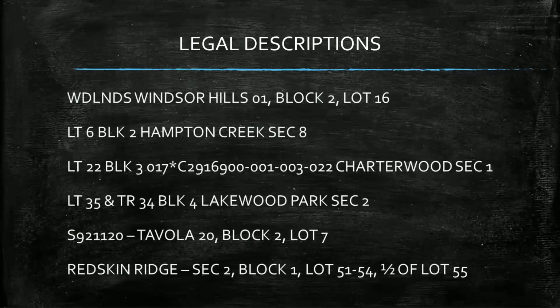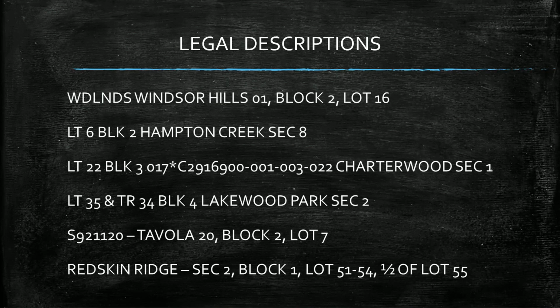Let's look at a couple of examples here. These are some real legal descriptions from some properties around the Houston area. The first one's pretty simple. Windsor Hill, Woodlands, Windsor Hills 01, Block 2, Lot 16. So we would type in the block number 2 and the lot number 16 in the appropriate blanks on the 1-to-4 contract. Then I would copy and paste everything else, that Woodlands, Windsor Hills 01, and paste it onto the blank in the 1-to-4 contract.